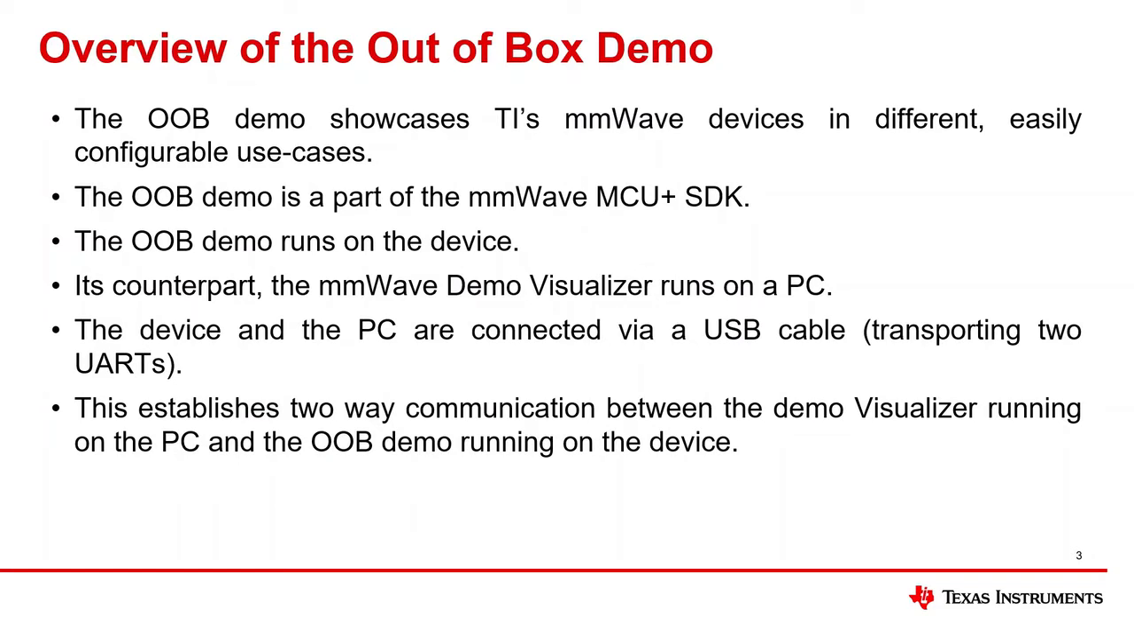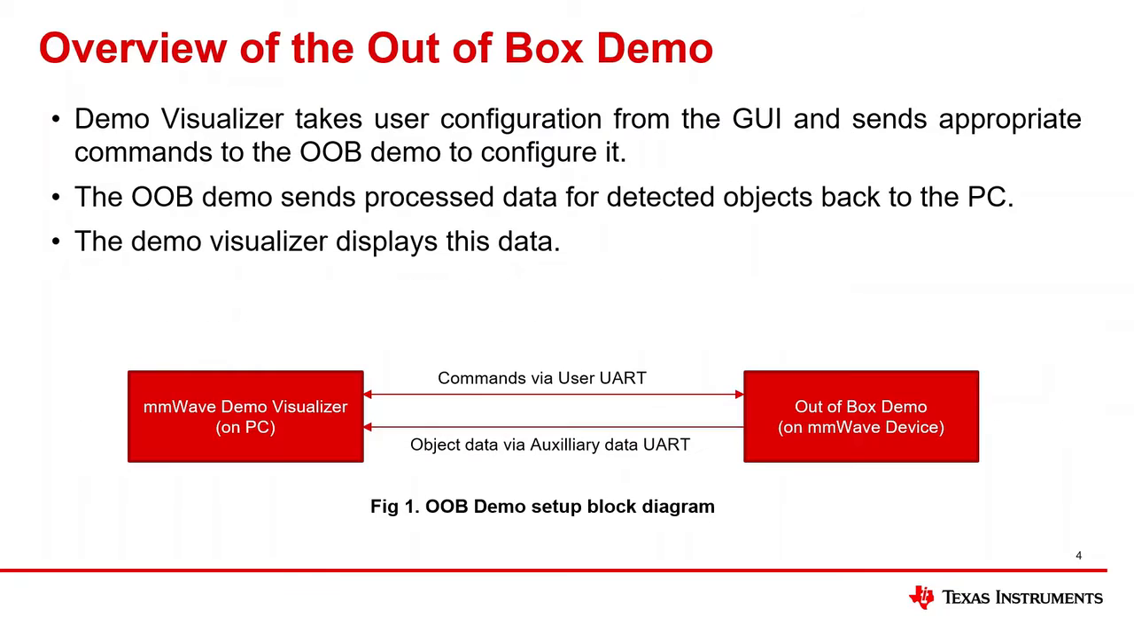The device and the PC are connected via a USB cable, which transports two UARTs, and this is used to establish two-way communication between the device and the PC, particularly the out-of-box demo running on the device and the demo visualizer running on the PC. This communication is used by the demo visualizer to take user configuration input from the GUI and to send it to the out-of-box demo running on the device in an appropriate format. The device then responds by processing the data and sending the processed data back to the PC, which can then be plotted by the demo visualizer.